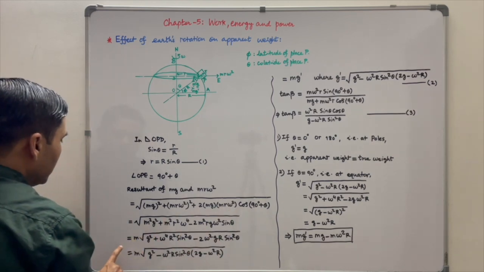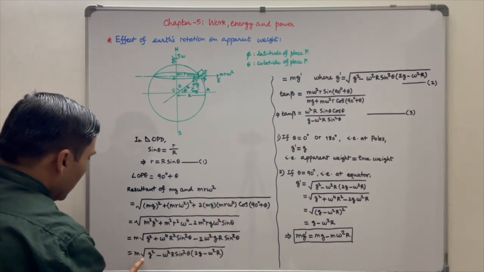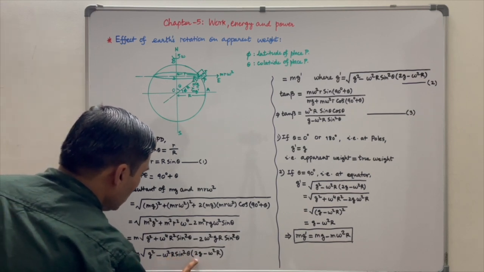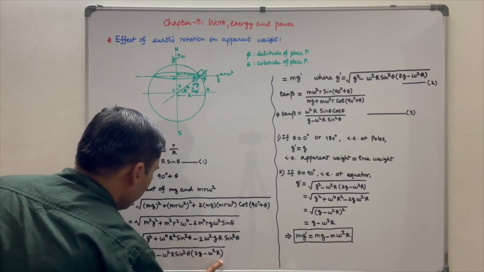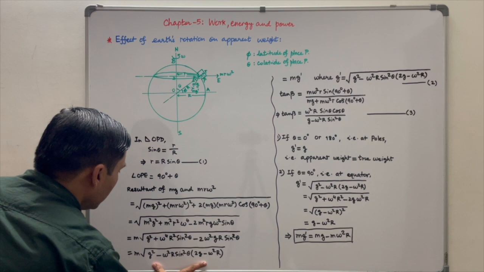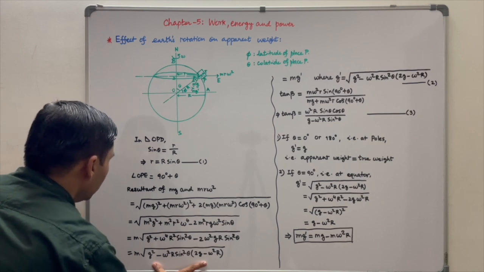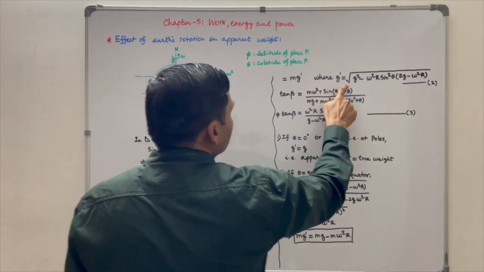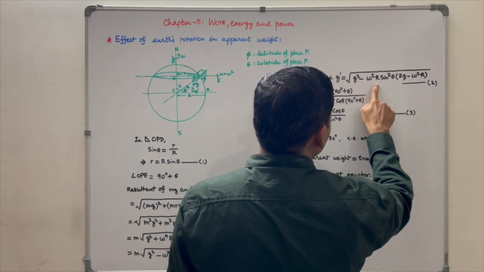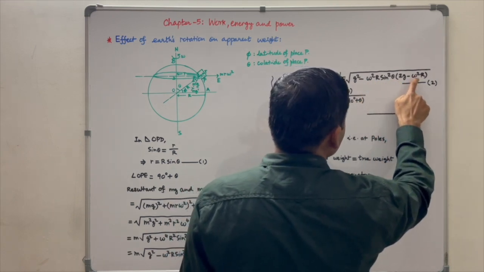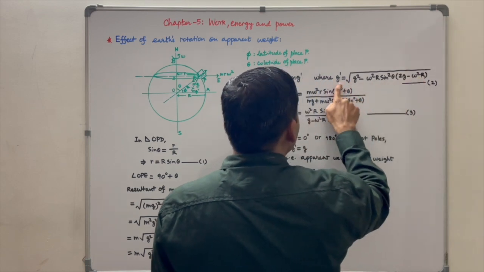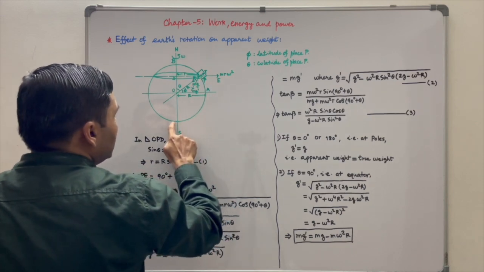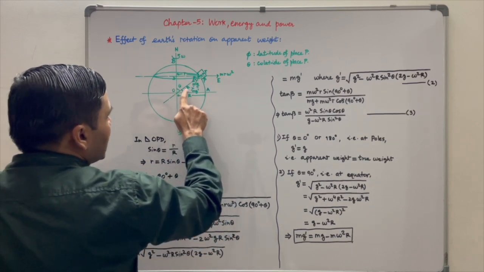So we get resultant is equal to m under root g square minus omega square r sine square theta into 2g minus omega square r. Let us say this part inside under root is equal to g dash. So resultant is equal to mg dash, where g dash is equal to under root g square minus omega square r sine square theta into 2g minus omega square r. G dash will be different at different places on the surface of the earth. It depends on co-latitude theta.